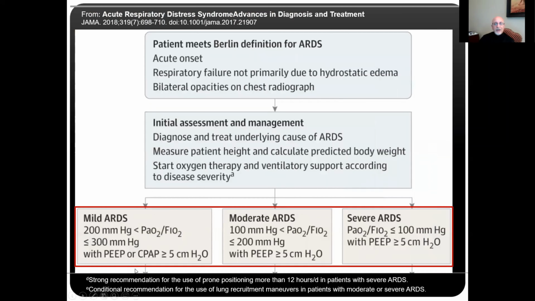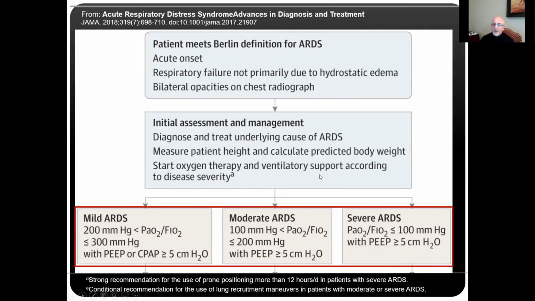So let us look at the recommendations for managing ARDS based on recent guidelines published in multiple journals. If the patient meets a Berlin definition for ARDS, that is, they have acute onset, respiratory failure not due to cardiac edema, and bilateral opacities on the chest X-ray, you initially would like to diagnose the cause of the ARDS. Always measure the patient's height and calculate their predicted body weight. I often, on rounds, am told the patient's actual body weight, but what we're really interested in is the predicted body weight, because the tidal volume that we deliver is based on the predicted or ideal body weight.